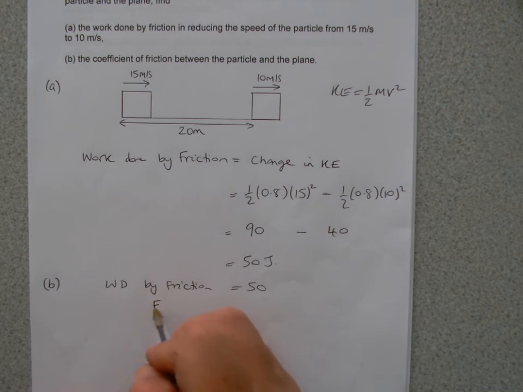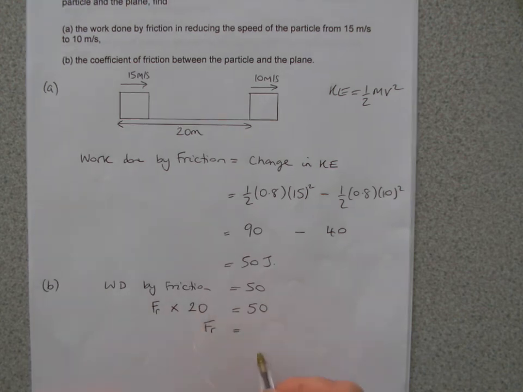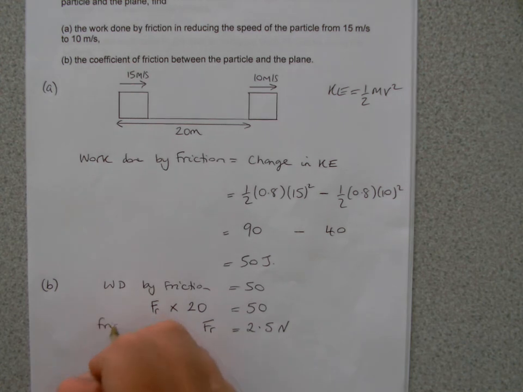The force in this case is friction. Some people call it F; I like to call it F_r, little r, so I know it's my friction. I'm going to multiply it by the distance, which, of course, was 20 meters, equals 50 joules, the work done. From there, you can work out what the frictional force is. So you take that 20 over and divide: 50 divided by 20 is 2.5, and because it's a force, it's measured in newtons. So 2.5 newtons is the frictional force.